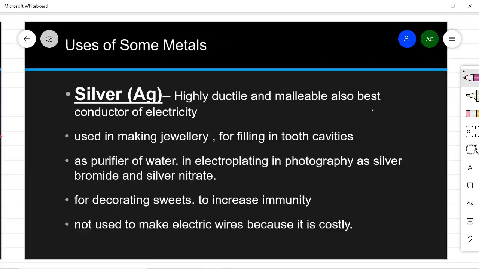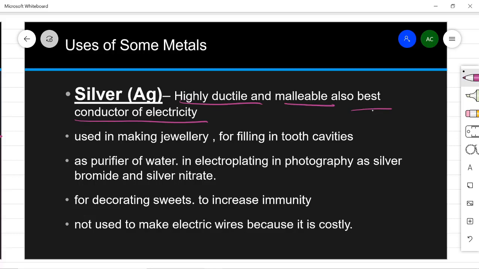Then the next metal is silver. It is off-white, lustrous, that means shiny, highly malleable and ductile, that means it can be drawn into sheets and turned into wires, and it is also the best conductor of electricity. It is the best conductor of electricity, but it cannot be used to conduct electricity in electrical wires, because it is costly, and its chemical reactivity is more than gold.